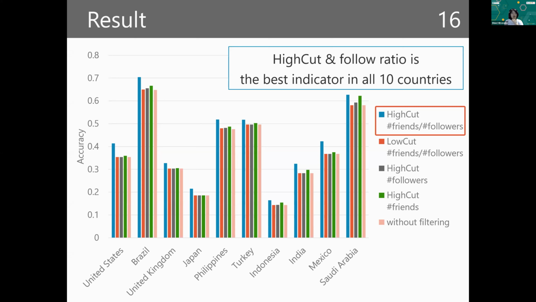So this result shows the number of friends and followers. The result is improved in some countries, not all countries. But the flow ratio is good in all countries. The flow ratio is calculated as the ratio of them, so it becomes a robust value to characterize users. Okay, I see. Does this answer the question, Ibu Ayu?